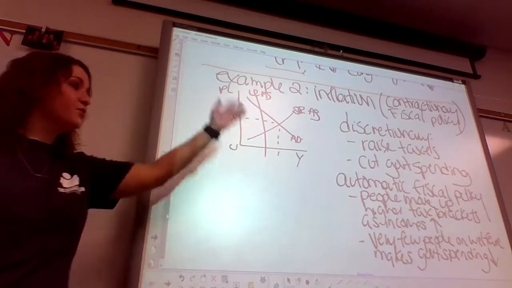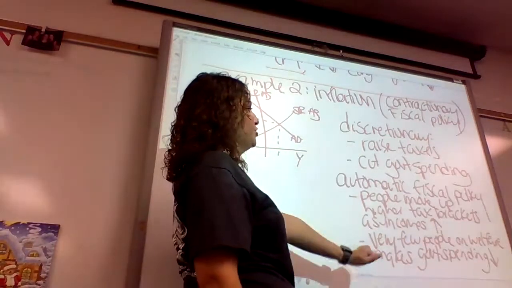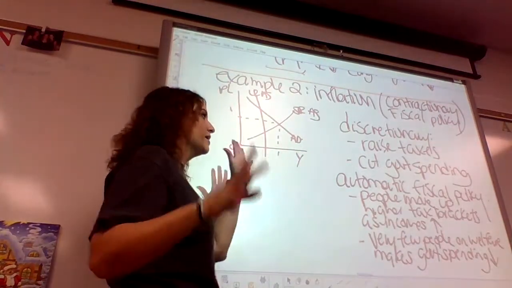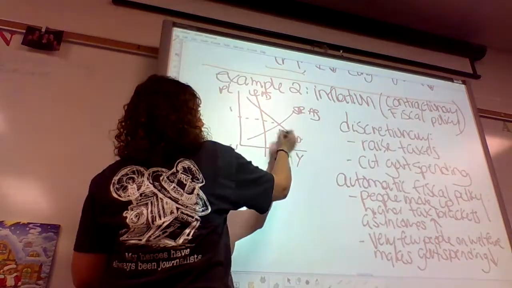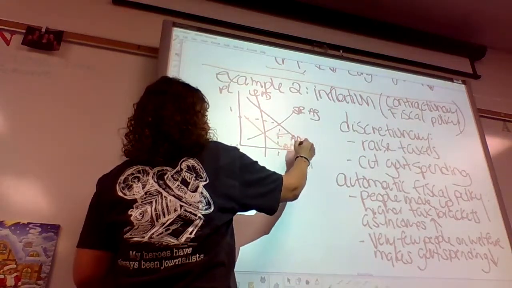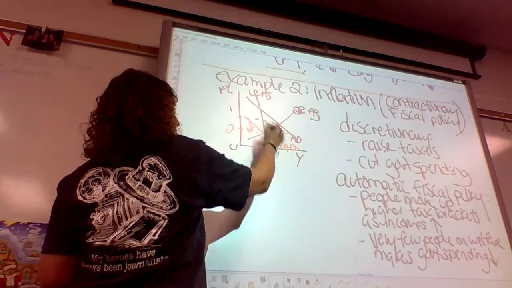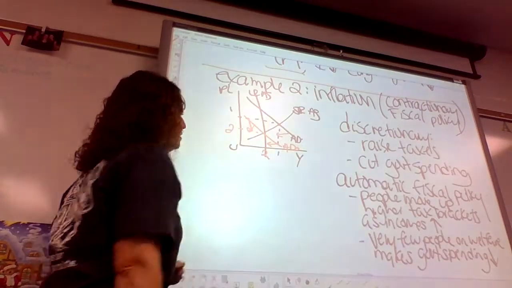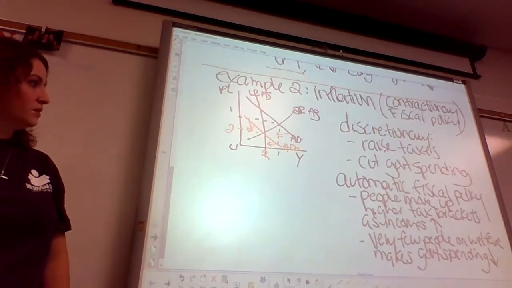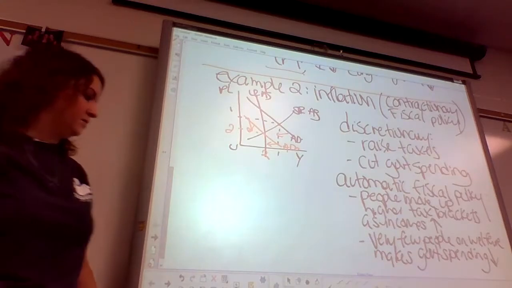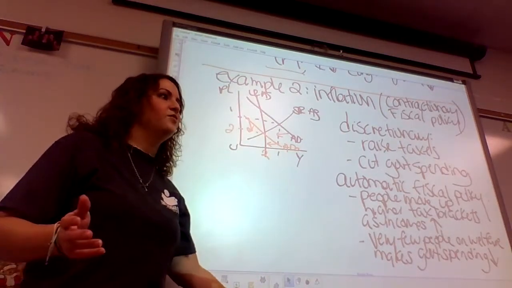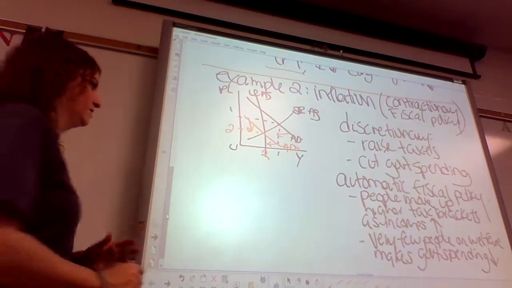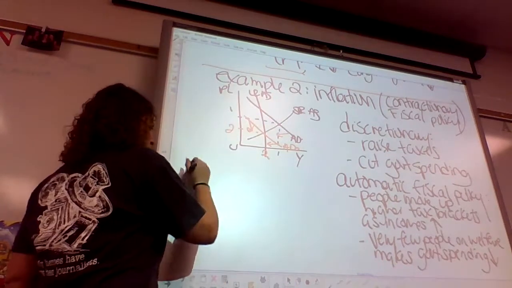Either way, you purposely do it with discretionary policy, or you let automatic stabilizers just make automatic fiscal policy happen. Either way, aggregate demand is going to shift back to the left, lowering both the price level and GDP. And that's what we wanted. Of course, there are some long run effects of contractionary fiscal policies.